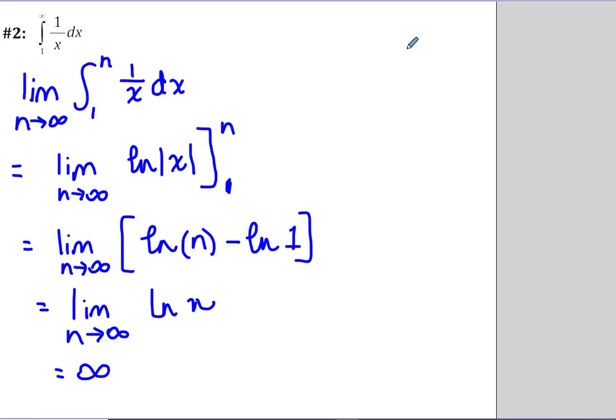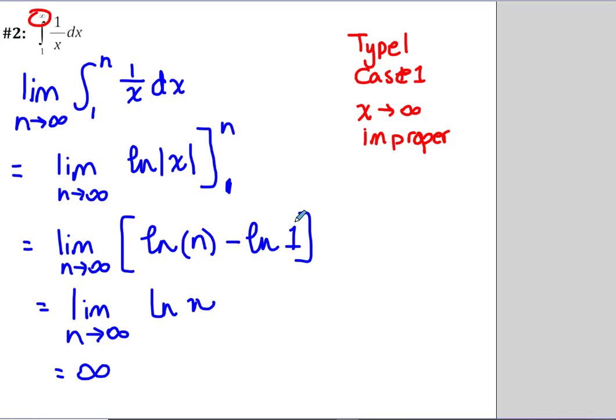According to our table above in our notes, this was type 1, case 1, and it was improper because x went to infinity, making it improper on the upper limit. This was my indicator that I had an improper integral. So we wrote the limit and used an arbitrary value like n or t. We integrated, we evaluated, and finally found the limit. So the improper integral diverges because the area is infinite. This is a divergent integral.